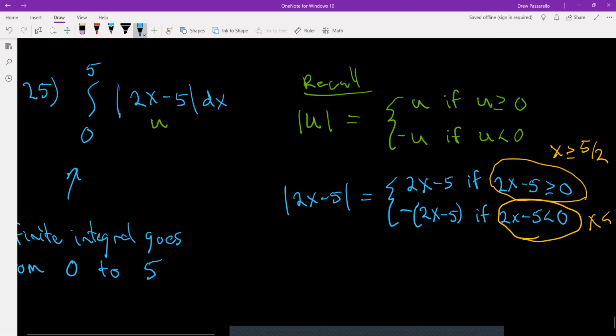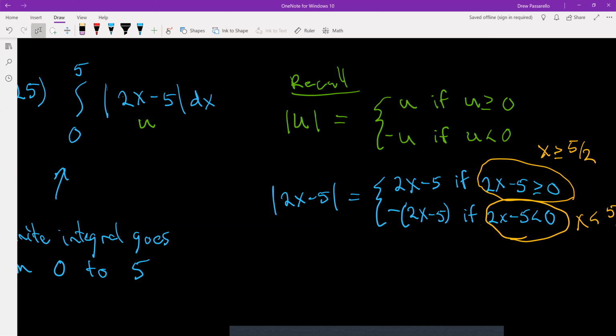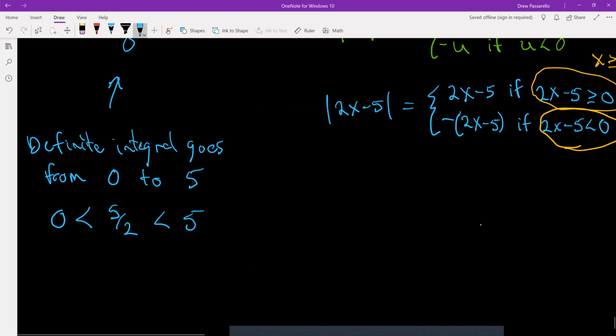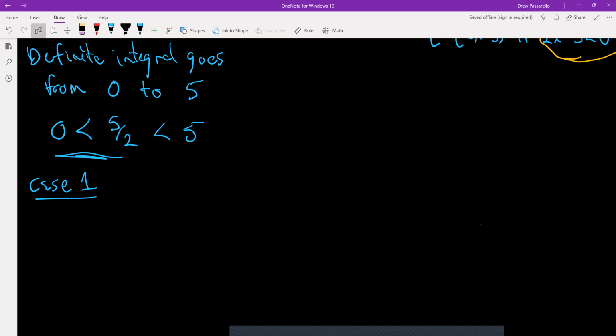We know 5/2 is in between 0 and 5. So we know 0 is less than 5/2, which is less than 5. So I'm going to have two cases. Case 1 would be between 0 and 5/2, and then case 2 is going to be between 5/2 and 5.